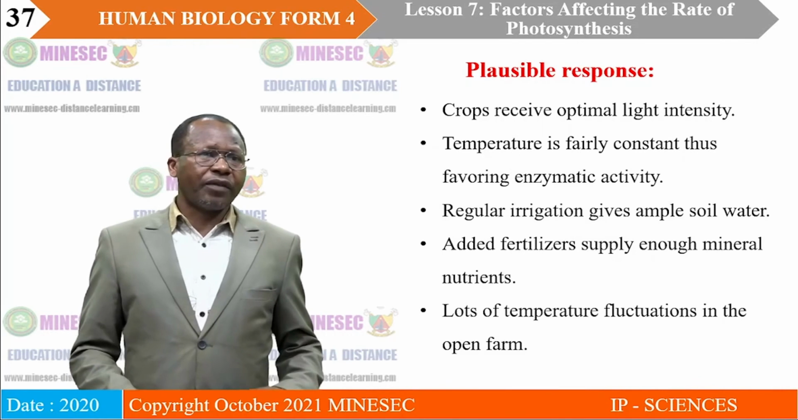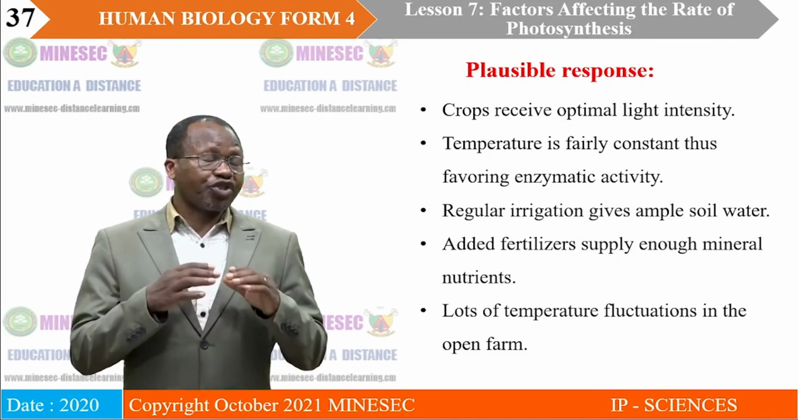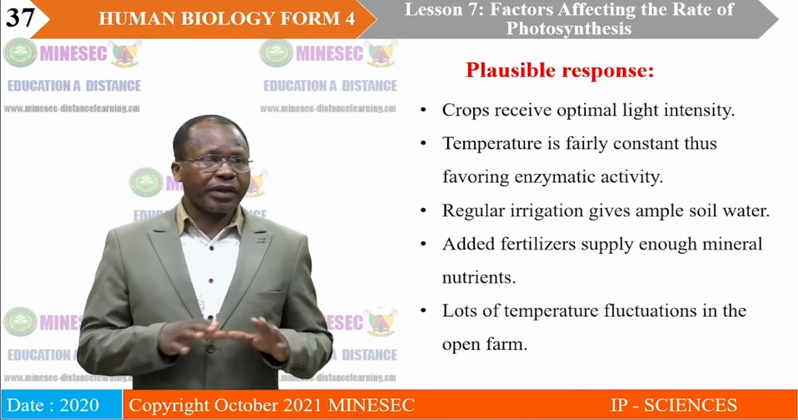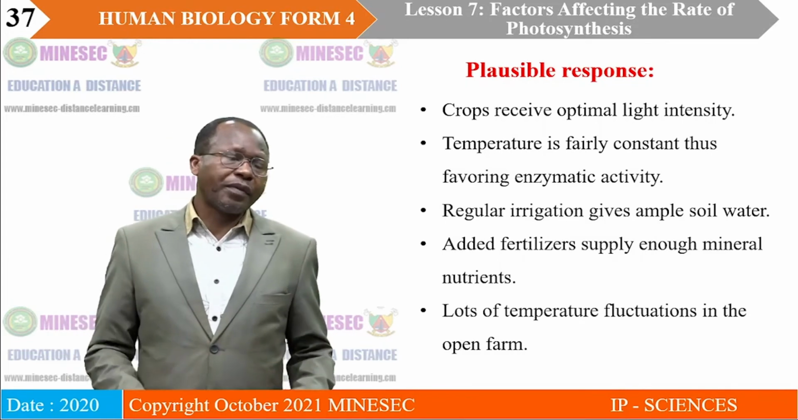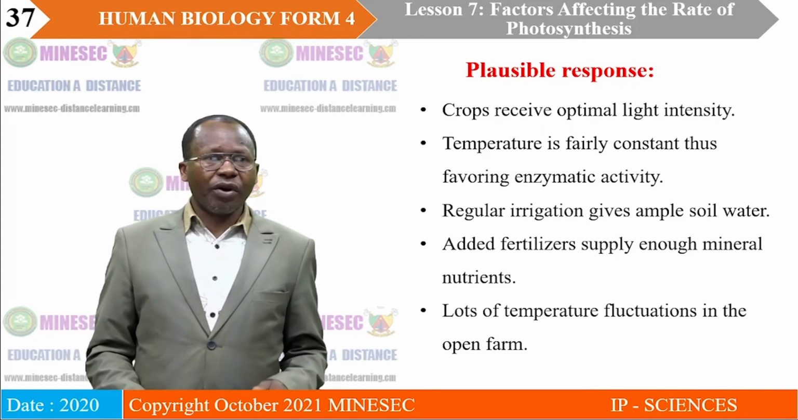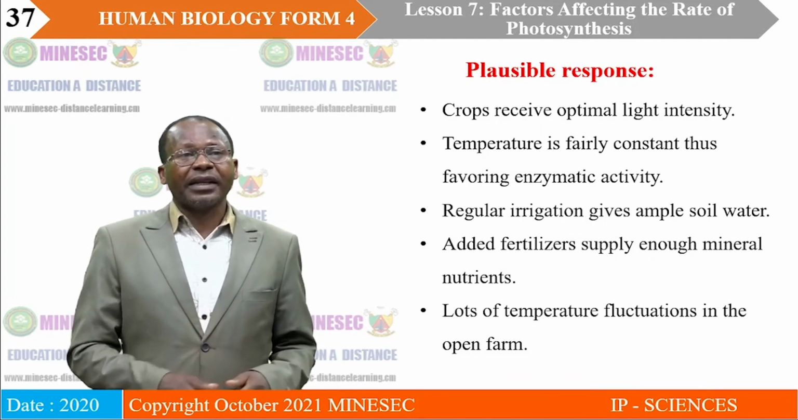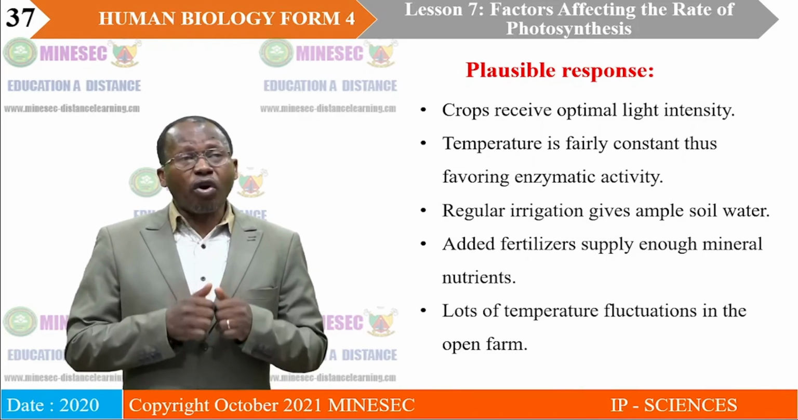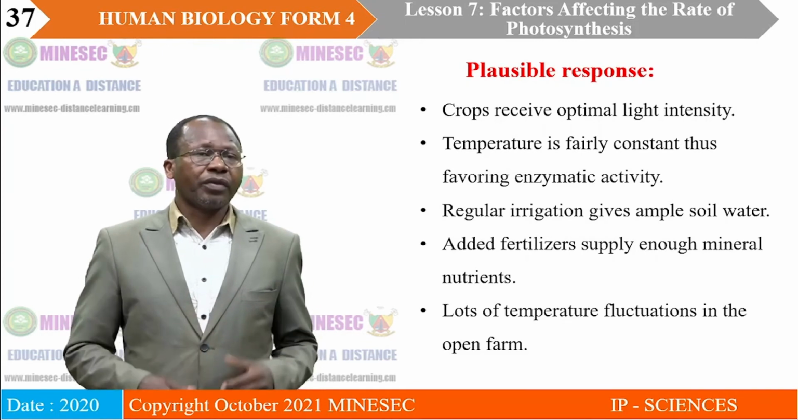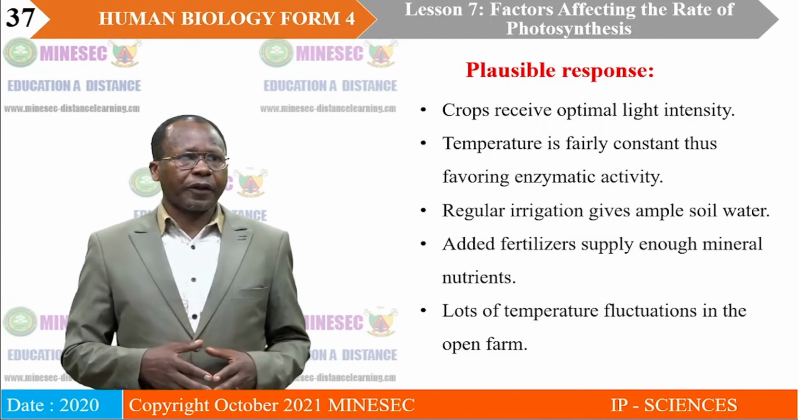Crops do receive optimal light intensity. Remember, the greenhouse has transparent glass for photosynthesis. Therefore, light penetrates. Crops are at that point receiving optimal light intensity. The temperature is fairly constant, thus favoring enzymatic activity. Remember, the greenhouse has a controlled environment. Therefore, the plants will have optimal temperature conditions for their growth.